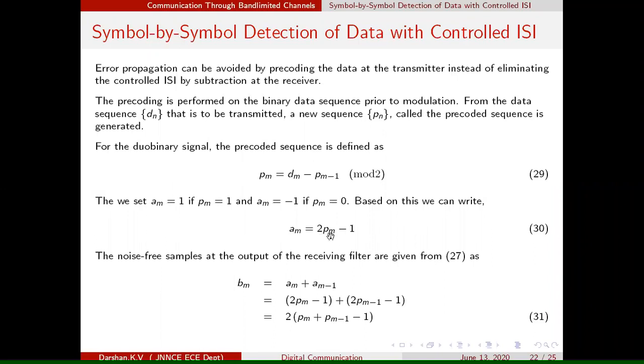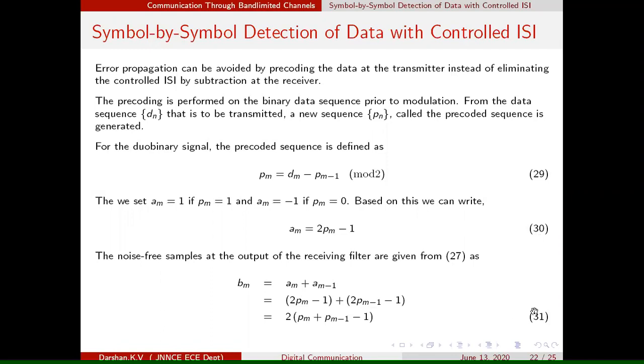We know that AM is given by 2PM minus 1. This is where we will use the relation. AM we will substitute as 2PM minus 1. So AM minus 1 is substituted as 2PM minus 1 minus 1, a direct substitution. So this you have understood. What is AM minus 1 according to equation 30? 2PM minus 1 minus 1. If you simplify, you are going to get equation number 31.